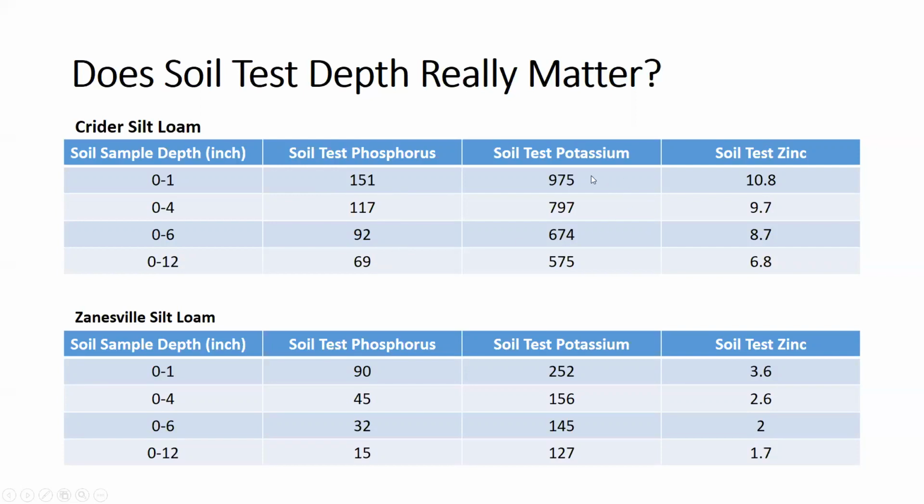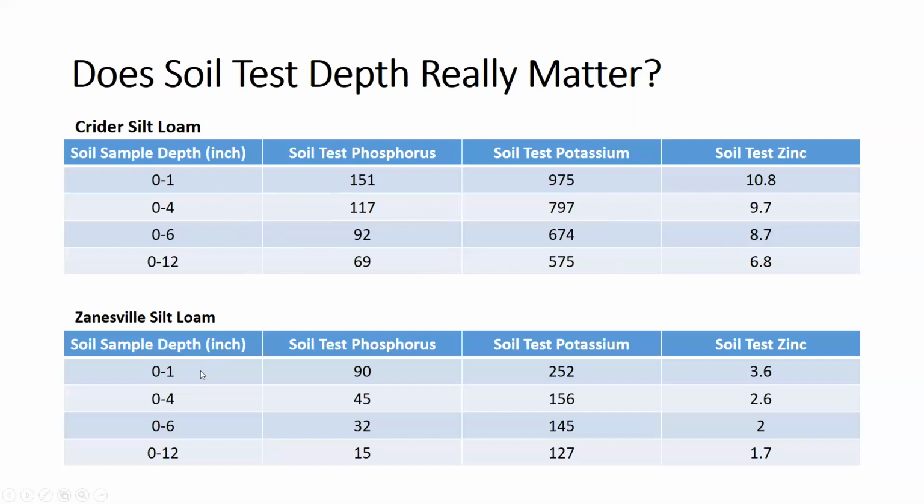Soil test potassium, it's crazy high. At first I thought someone spilled a bag of muriate of potash in that area, but the field tested high. I don't know what exactly went on before I took it over, but wow. But 975, 797, 674, 575. Same thing with zinc. It decreased with increasing soil depth. Well, I didn't really see what I was wanting to see. I mean, I saw a difference, but when it comes down to management, is there a difference in management that needs to occur across these soil depths? Not really.